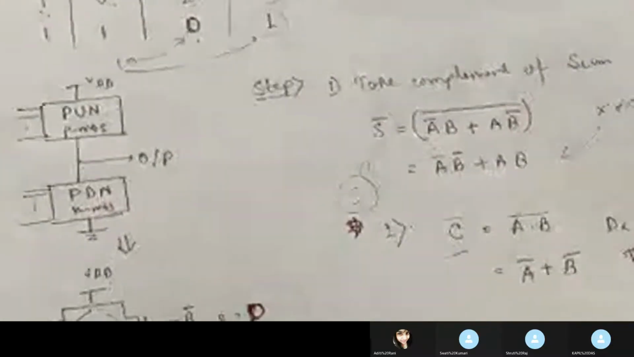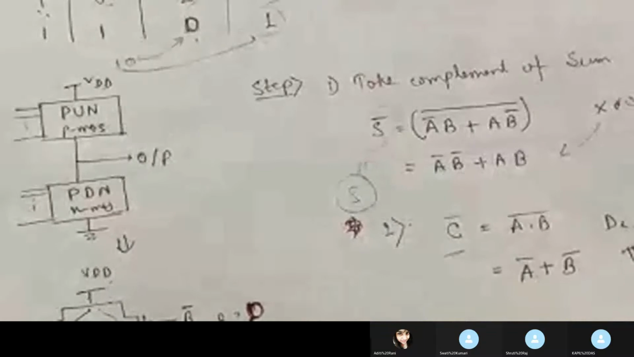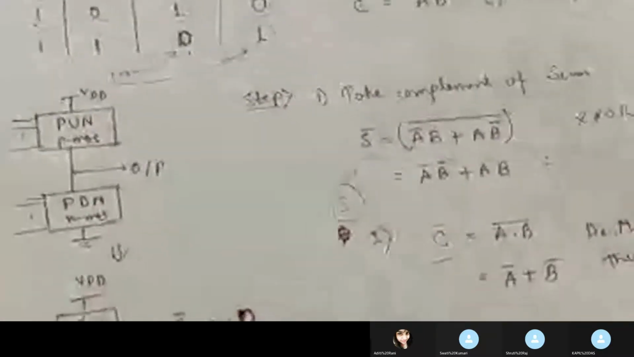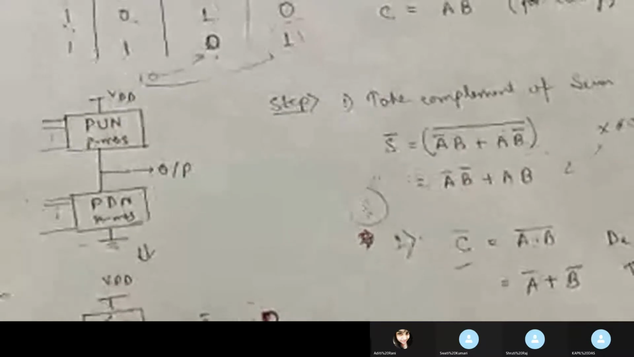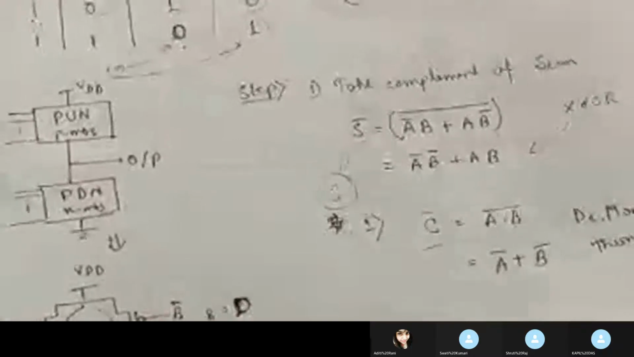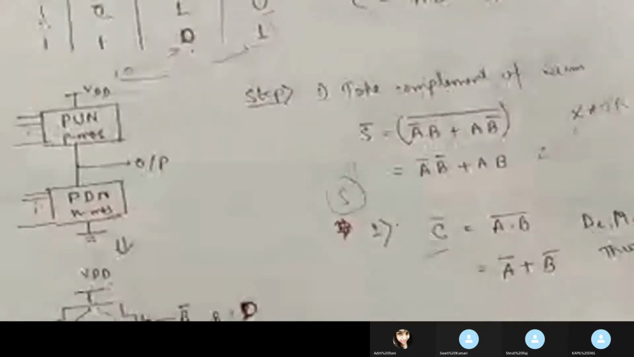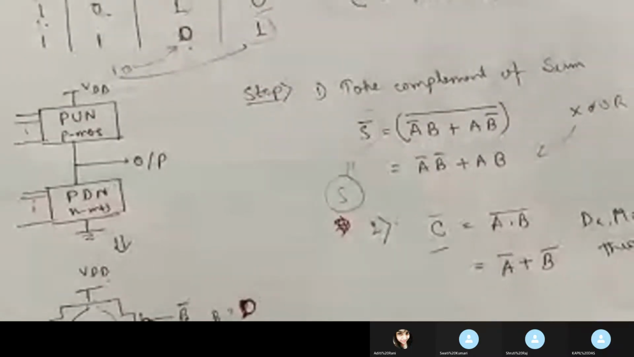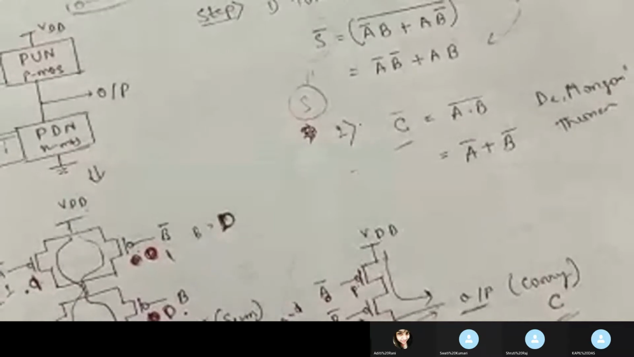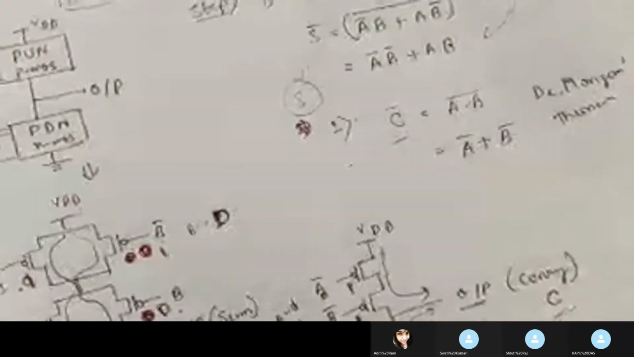And for 1, 1, check it for 1, 1. See, if my A is 1 and B is also 1, 1 will become 0 over here, 1 will become 0 over here. It will again be 1 and 1. And for the last one, 1 will become 0 and 1 will become 0. So my output is connected to VDD via A bar and B bar, this path. So it will become 1. So this is my CMOS logic for carry for half adder.